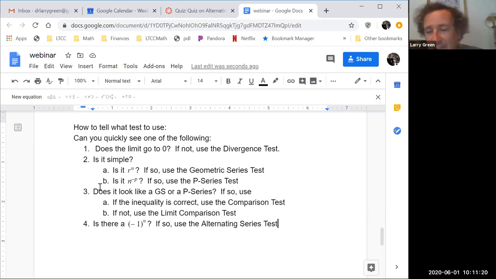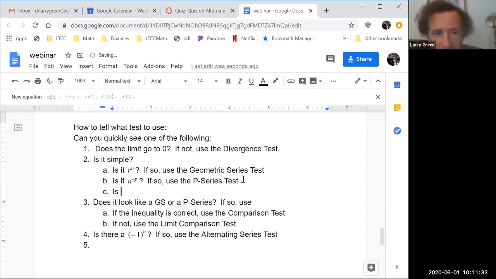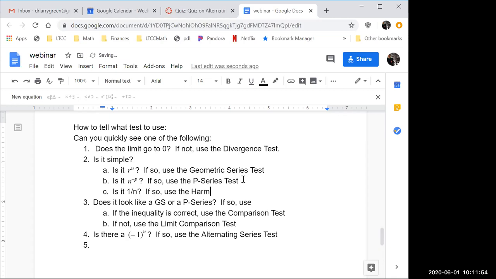Any questions on that? And remember, when you use the alternating series test, you're also using other tests, because you have to decide if it converges absolutely or conditionally. And to check for absolute convergence, you're going to have to use one of the other tests. Okay, I guess there should be a C on this. Is it 1 over n? If so, use what test? Harmonic series. Yeah.